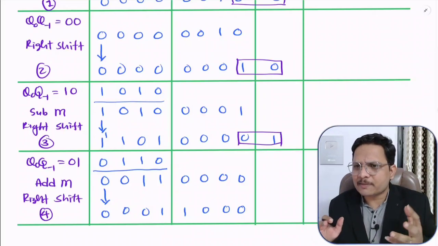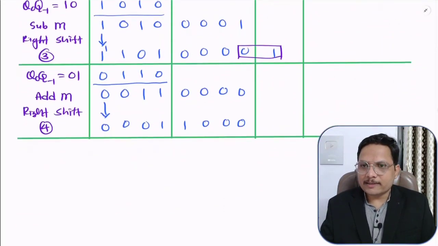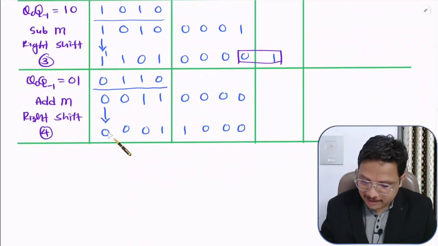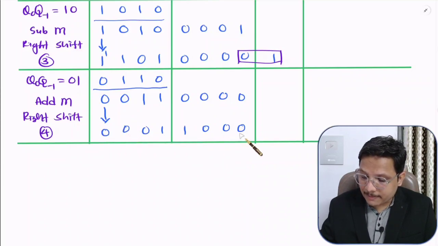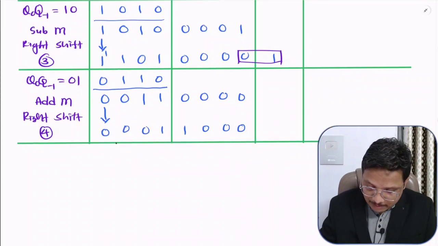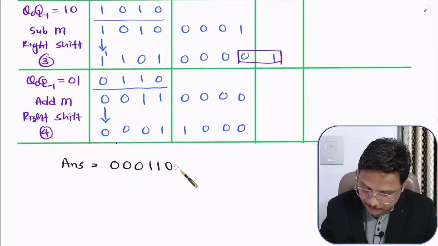And that is what you need to repeat as per how many bits we are multiplying over here. Now, my dear students, my answer is this, that is the accumulator and Q. So once you complete the steps, your answer will be this. Let me write that. The answer is 000, then 11, then 000.